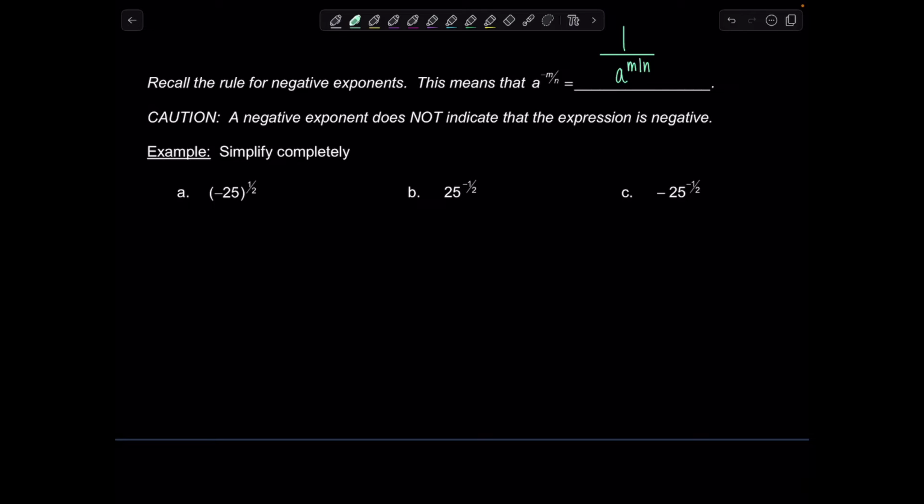Here we have negative 25 to the 1/2. And you see how this time finally the negative is in parentheses with the 25? That means it's going to go underneath the radical too. So we're taking the square root of negative 25. And I'm just going to stop right here. This is not a real number.